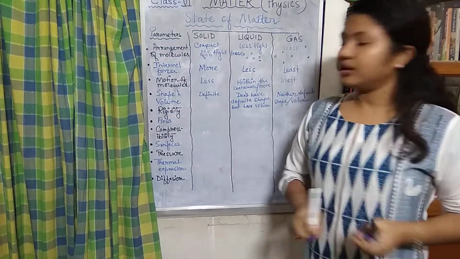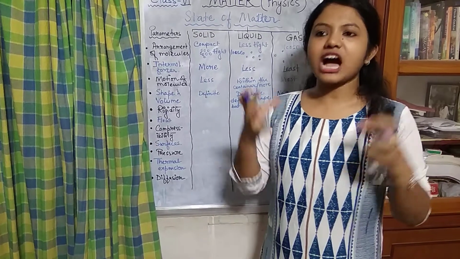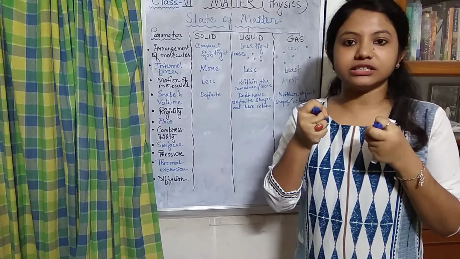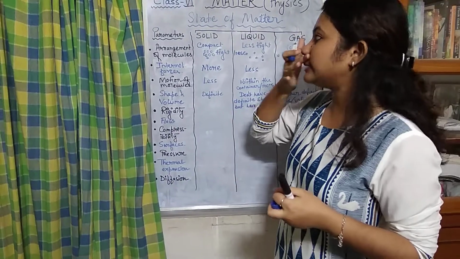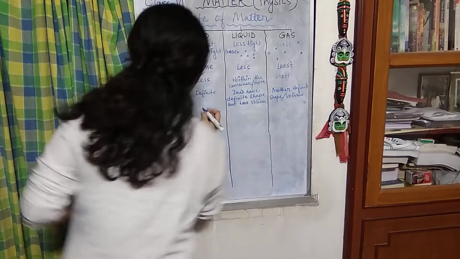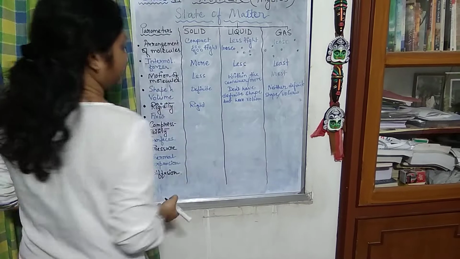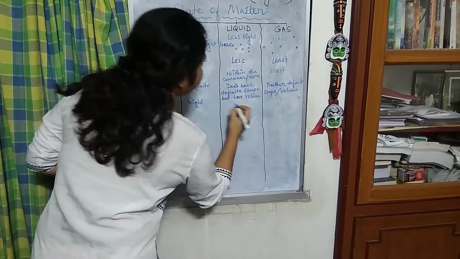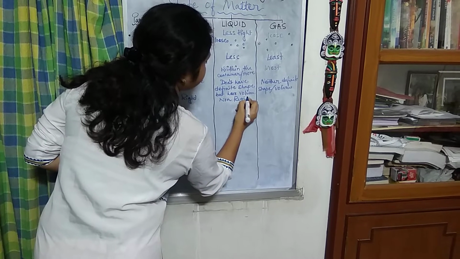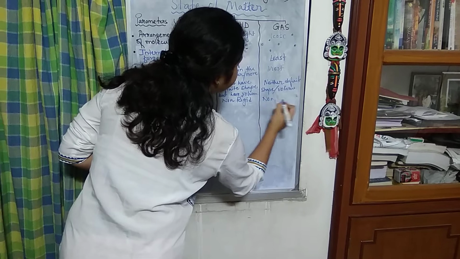Now then, let's talk about the rigidity. What do you mean by rigidity? It means how compact or tight the molecules are. So in case of solid, it is pretty rigid. So we can say this is rigid. And liquids are non-rigid in nature. Gases are obviously again non-rigid.